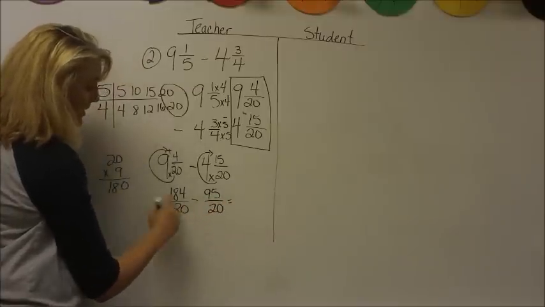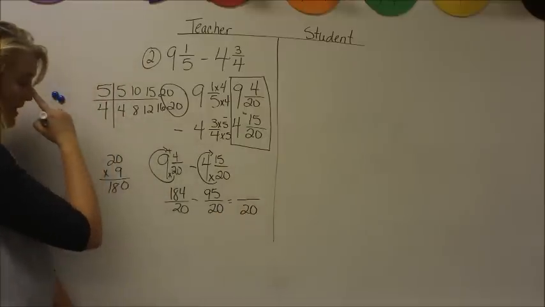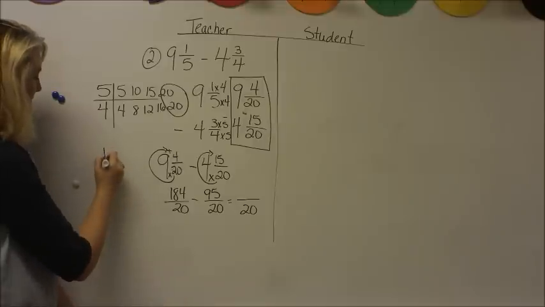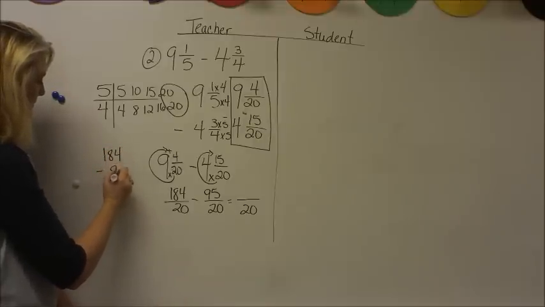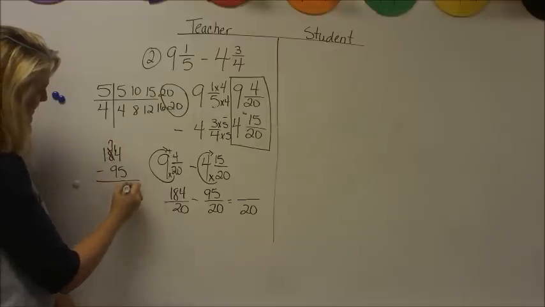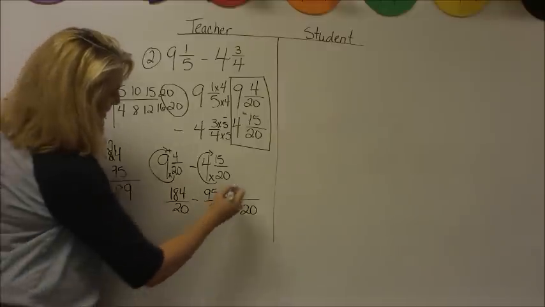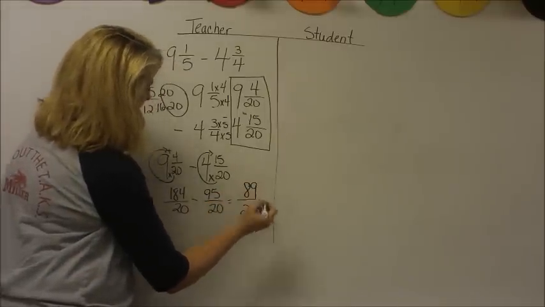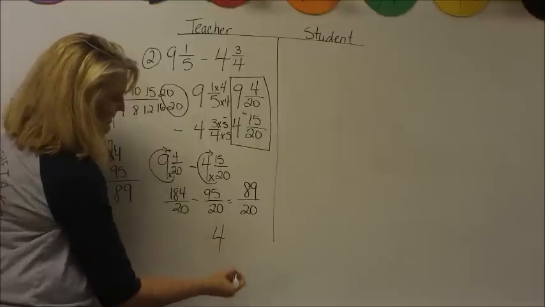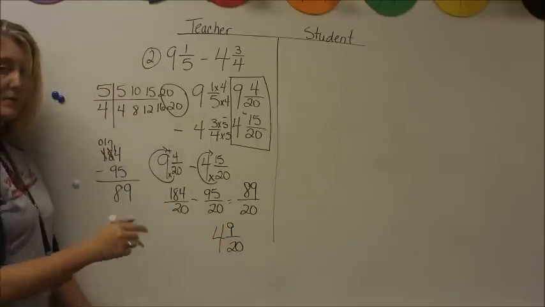twentieths. Okay, now all I have to do is subtract the numerators. 184 minus 95. Okay, let's see. That gives me 89 twentieths. Okay, and then 20 goes into 89 4 times with 9 left over. 4 and 9 twentieths, which is what we got with the other method.